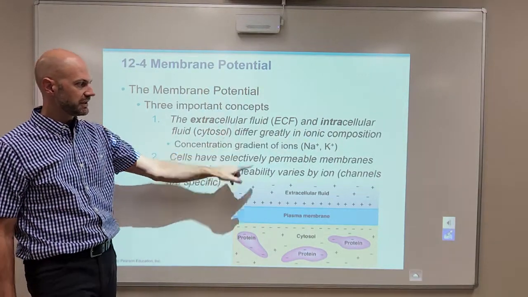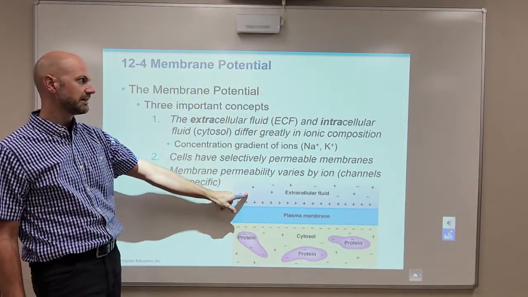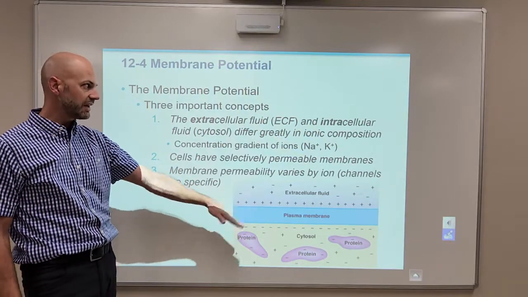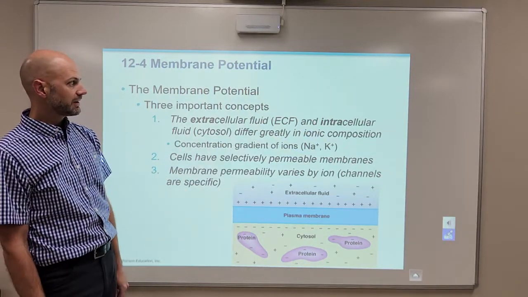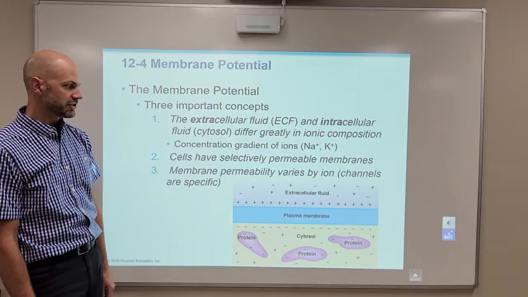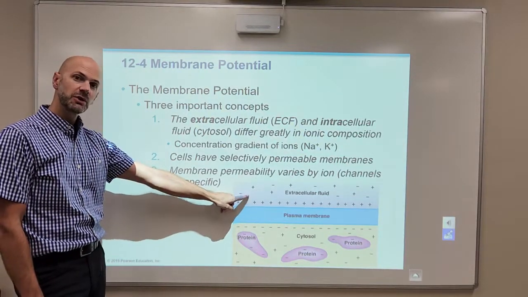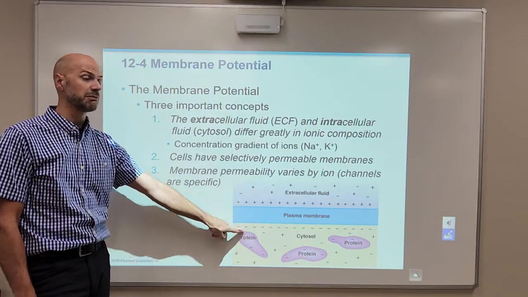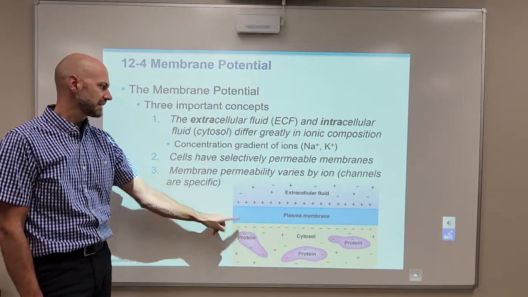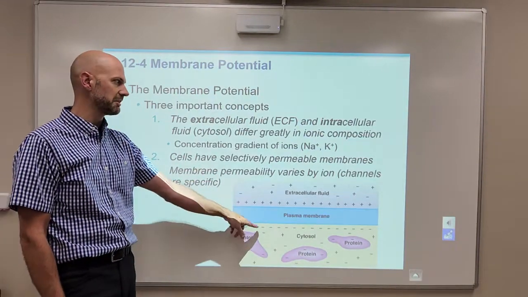The extracellular fluid, the ECF here in the gray, and the intracellular fluid vary greatly in their ionic composition. So there's more sodium chloride on the outside and more potassium on the inside. Number 2, cells have selectively permeable membranes.